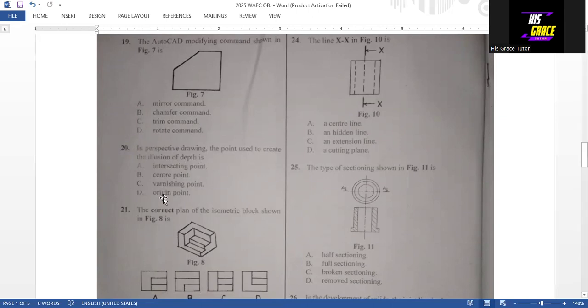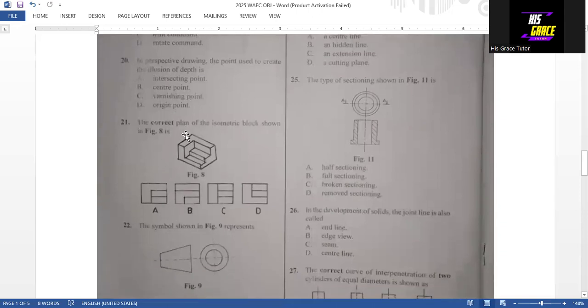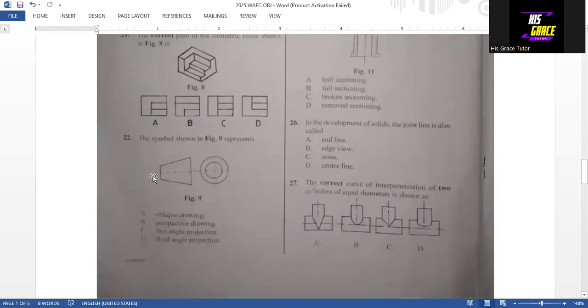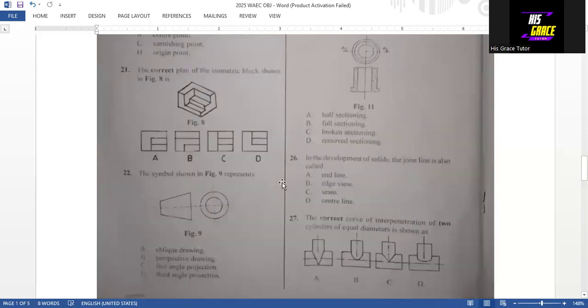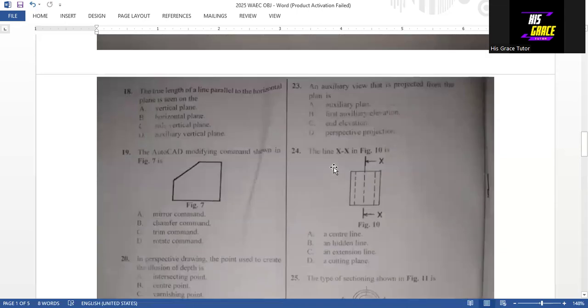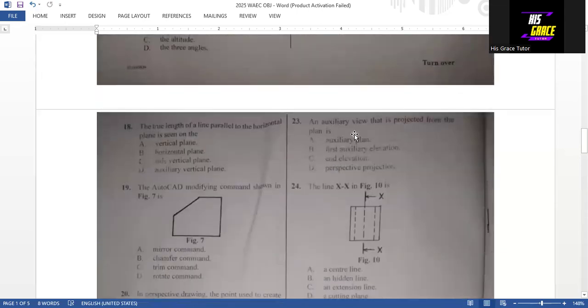So question 21, the correct plan of the isometric block shown in figure 8 is option A. Then question 22, the symbol shown in figure 9 is a first angle projection. That is option C, the answer to question 22. Then question 23, an auxiliary view that is projected from the given plan is the first auxiliary elevation. That is option B, the answer to question 23.